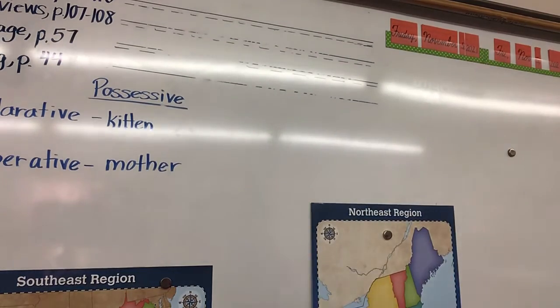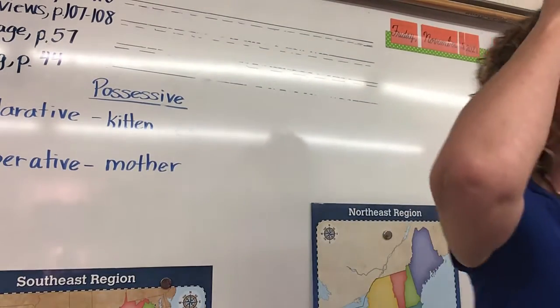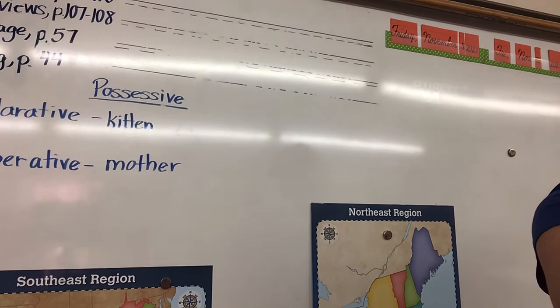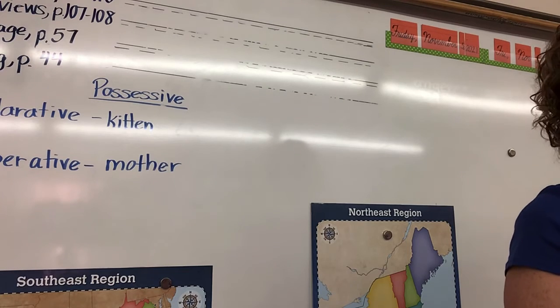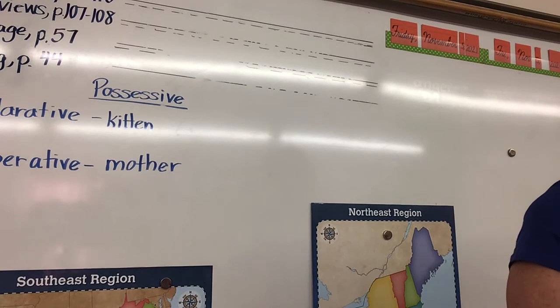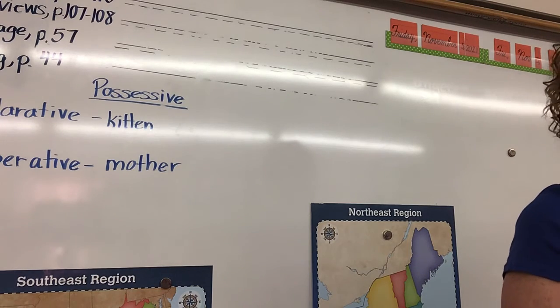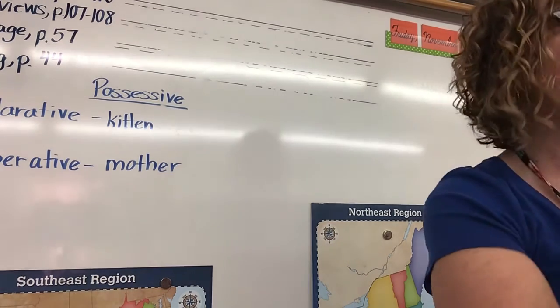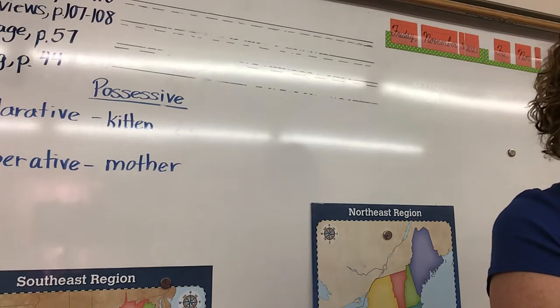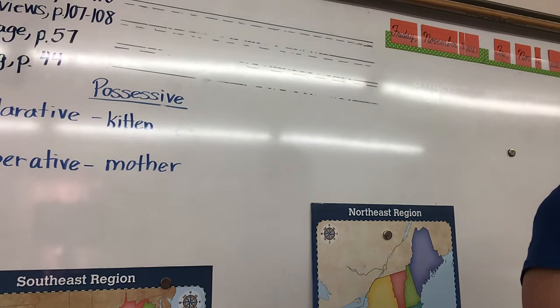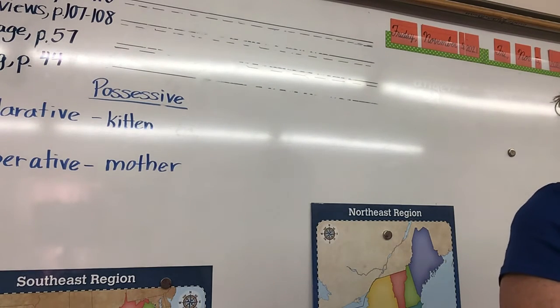Name for me a way that we depend on trees to live. Food. Yes, because there is fruit, but there's other food too, right? Like nuts. Pecans are food, but not necessarily a fruit. Give me another one. Air. Give me a more specific answer. Oxygen. Yes, because plants make oxygen. Give me another one. Lumber. Or building materials. You could say either one.